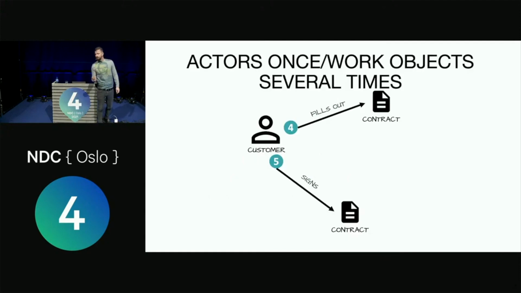And what you might have noticed, which seems a bit awkward at the start but makes sense when you learn it, is that the actors appear once and the work objects appear several times, even if it is the same work object. So you can see here we have the customer, our actor, and they fill out the contract in step 4, and then in step 5 they sign the contract. You can see this is of course the same contract, but we have 2 icons. We will see later why it makes sense to have several icons here.